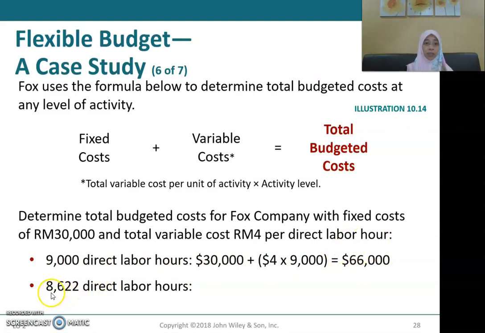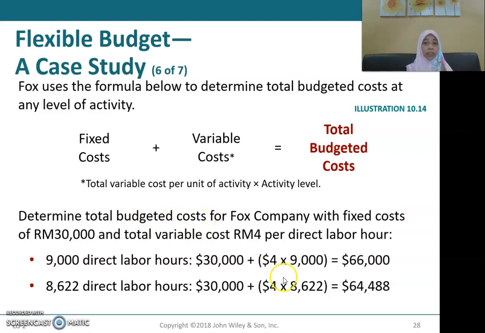The same goes if the question asks you to work out if you are working at 8,622 direct labor hours. So your fixed cost remains the same. That will be 30,000 plus 4 ringgit per direct labor hour times your direct labor hour of 8,622. So that will give you 64,488. So that's how you work it out if the question asks you to determine the total budgeted cost.